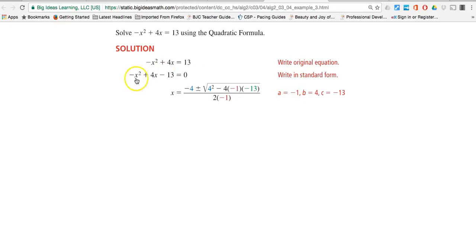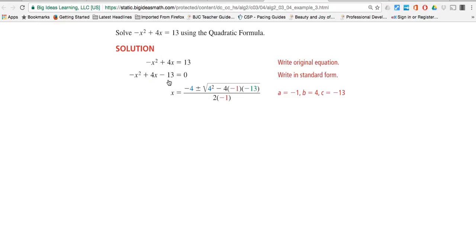So once you get it in standard form, you just go ahead and always write down your a, b, and c values. This is really important when plugging your values into the quadratic formula. So you'll see we get a equal to -1, b equal to 4, since that's our coefficient in front of our x term, and c equal to -13, because we have -13. We always include our sign into the value.